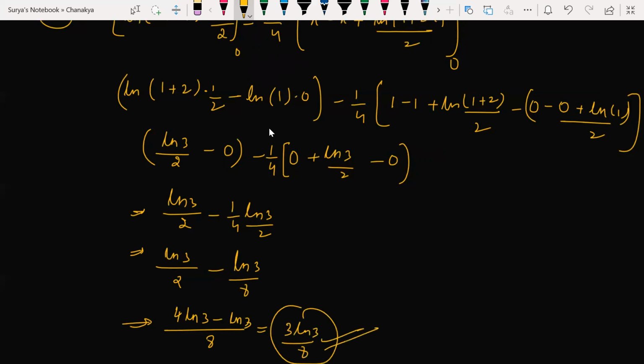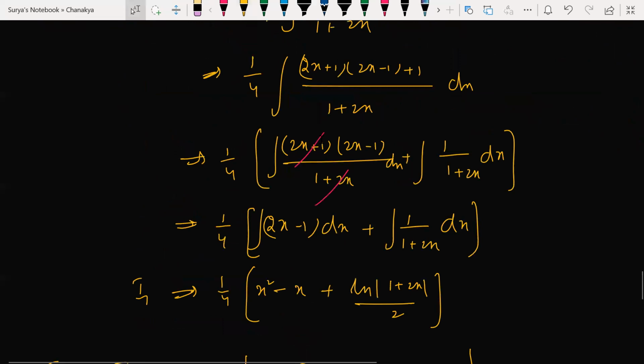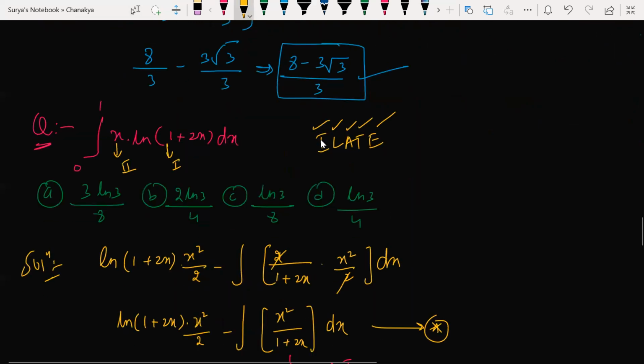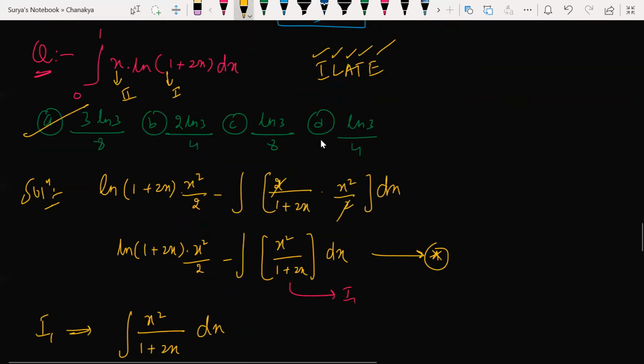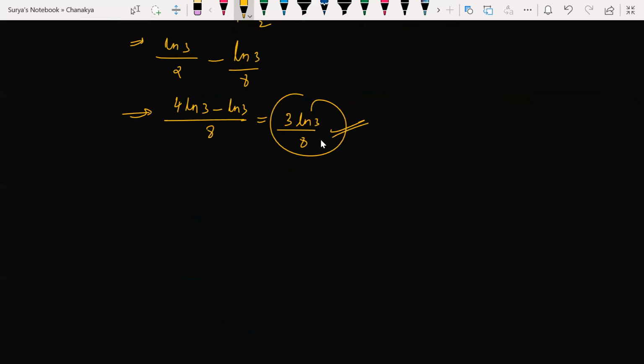This is the answer. 3 ln 3 by 8 is the answer. Yes, option A is correct. Quite simple question, but lengthy calculation. We don't have other option. You have to do that.